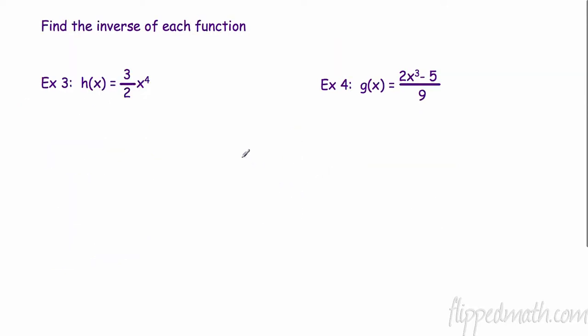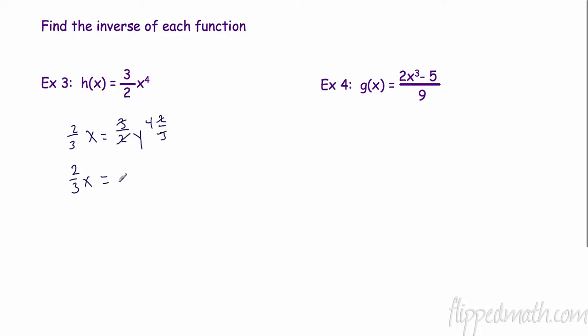Alright, so let's try this one. Remember, h of x is just y. So I'm going to put y, I'm going to change that to my x because I have to flip it. So x equals 3 halves y to the 4th. Now I'm going to multiply by the reciprocal, 2/3, because it's easier than doing all the division. And in the end, we're just going to divide by multiplying by the reciprocal anyway.